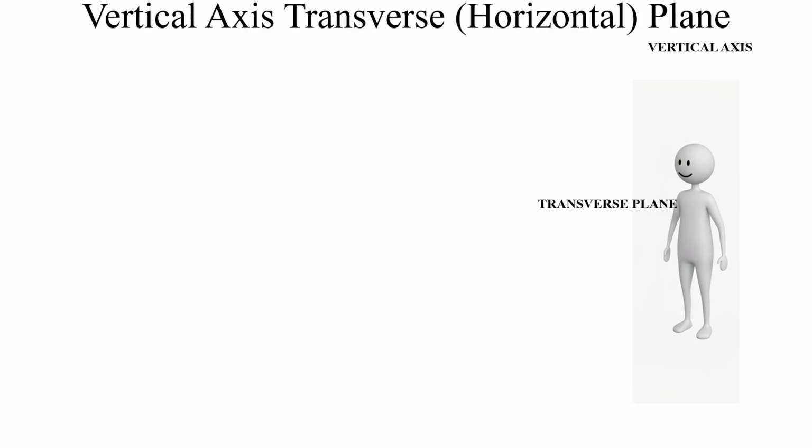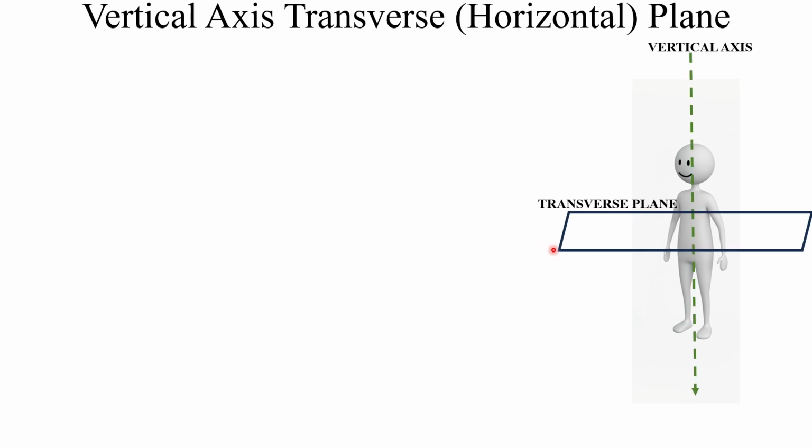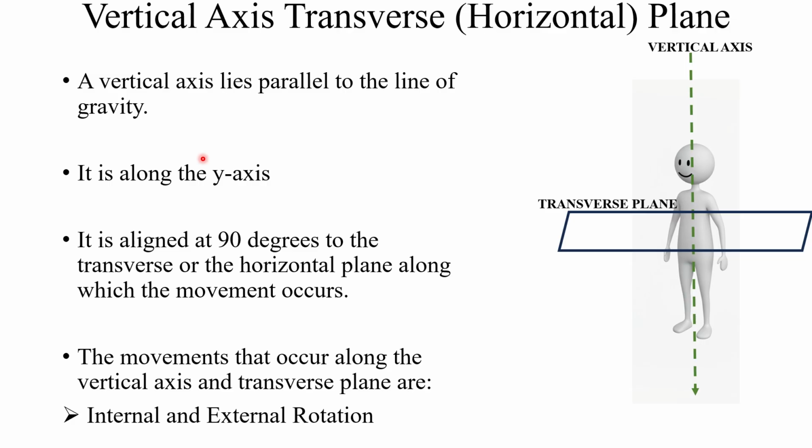When we look at the vertical axis and transverse or horizontal plane, we see that the plane is going through such that the body is divided into upper and lower half, and vertical again is from up to down, that is the axis. So it is along the y-axis, and it goes parallel to the line of gravity that goes from up to down. The movements that commonly occur in this plane and axis are internal and external rotation.